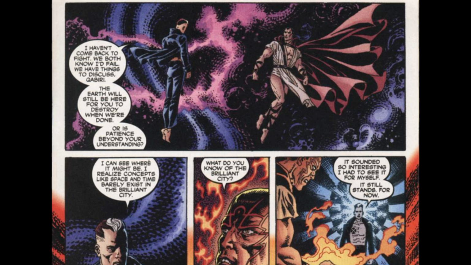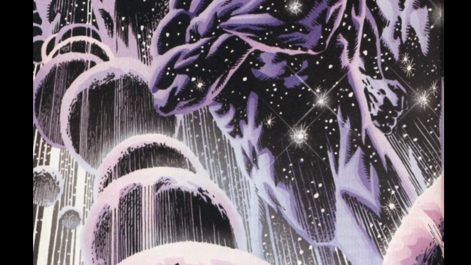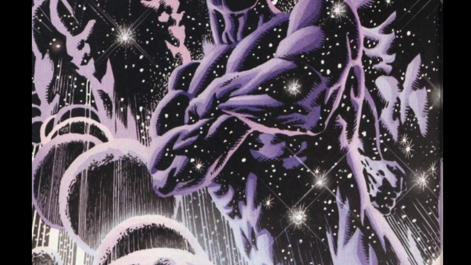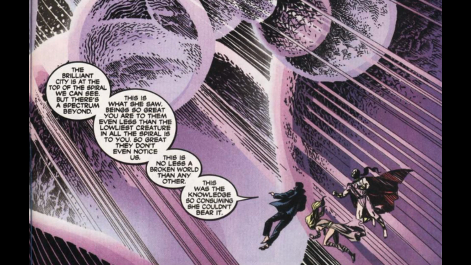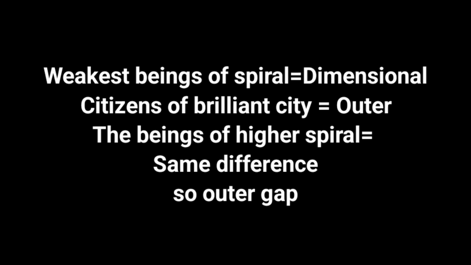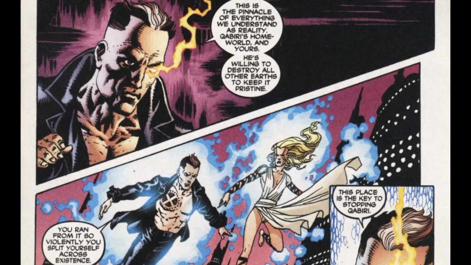Now, what is the difference between each spiral in Marvel? As it was shown in the same X-Men run, the difference between the beings of the next spiral and the beings of Brilliancy is the difference between the weakest beings of this spiral and the citizens of Brilliancy. That should be a universal difference, since the weakest being of the spiral would be a dimensional creature, while the beings of Brilliancy are at the top of the spiral beyond every realm, among which there are some outerversal realms as well, like Asgard, Dark Dimension, in-between realms and others. So the difference between each spiral is an outerversal difference.